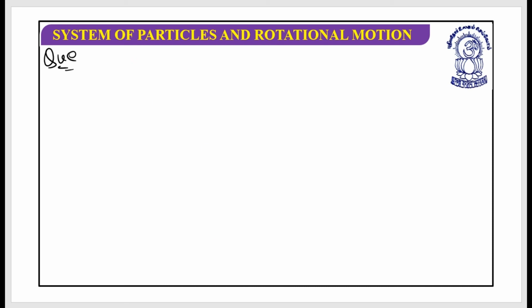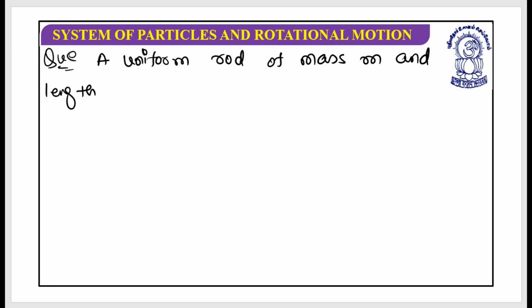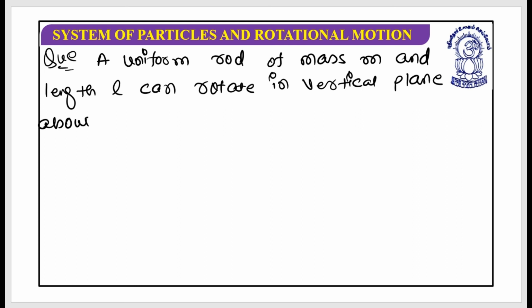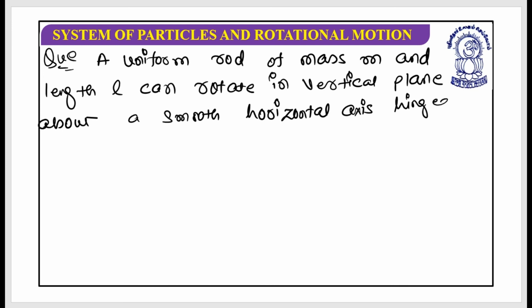The question says that a uniform rod of mass m and length l can rotate in a vertical plane about a smooth horizontal axis hinged at point H.